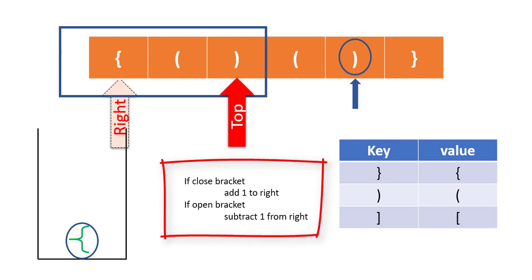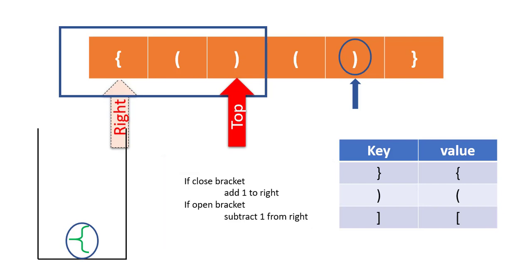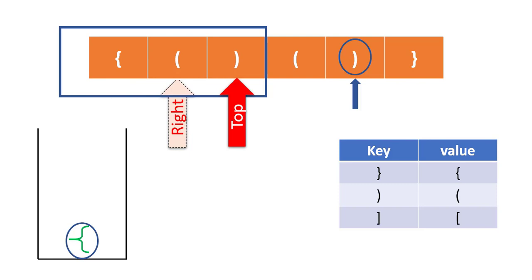So if the top is now pointing to a close bracket, we add 1 to it, and if it points to an open bracket, we subtract 1 from the right. I'll clarify why we are doing this and how this helps us in finding the top. Let's first apply these operations. As we see, the top is a closing bracket, so we add 1 to the right.